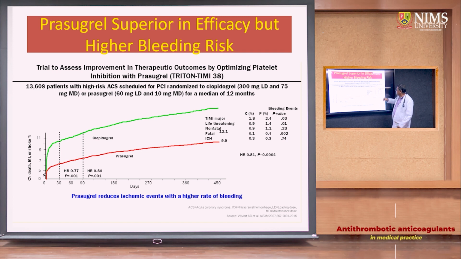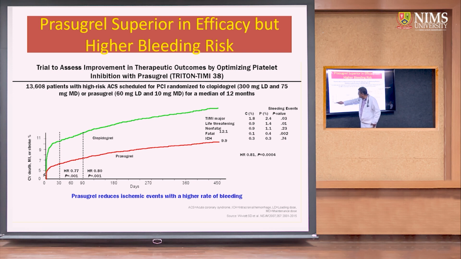What this trial showed was that if you used prasugrel, the benefit was higher, and prasugrel led to better reduction of ischemic risk. The problem was that bleeding risk was much higher. So prasugrel reduces the ischemic risk, which is the risk of cardiovascular death, MI or stroke. Once you use prasugrel, nearly half the risk. It has double the efficacy of clopidogrel in reducing the ischemic risk. It reduces the ischemic risk to half.